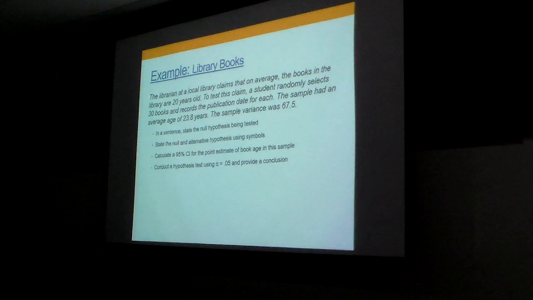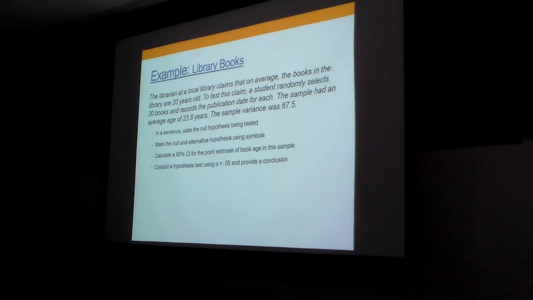Next, the null and alternative hypotheses using symbols. So we see the mean age of books is 20. For a two-tailed test, the alternative is that the mean age of books is not equal to 20. I don't know what it is, it's just something above or below 20 years.